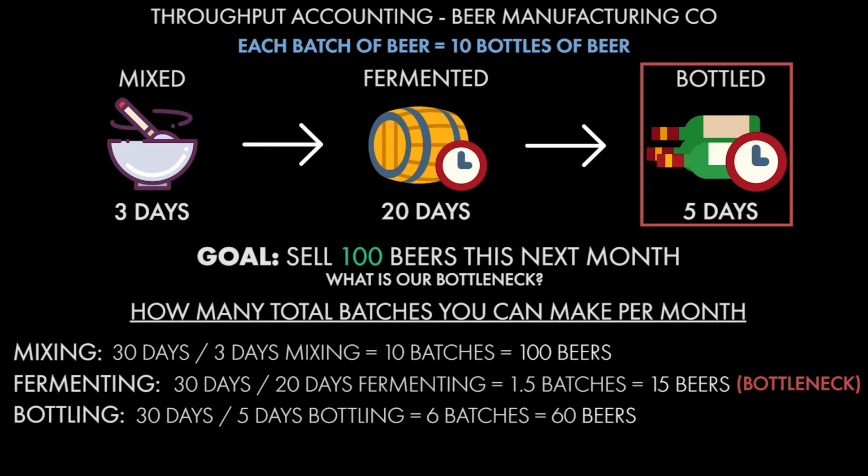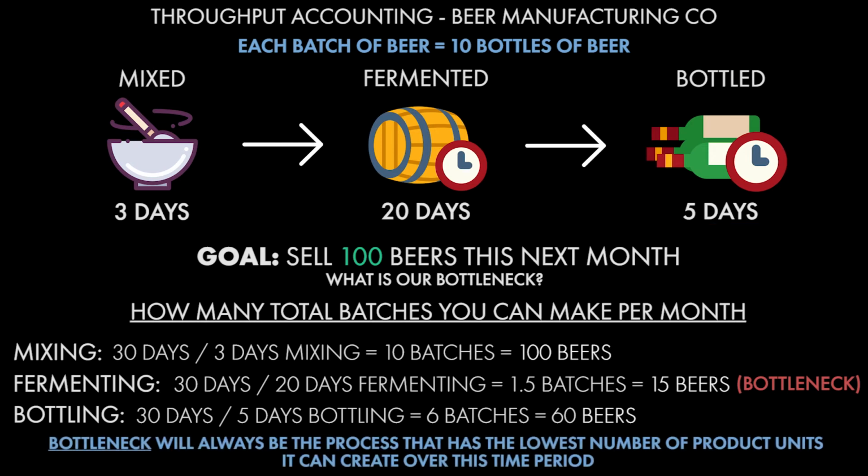60 compared to 15. So our bottleneck will always be the process that has the lowest number of product units it can create over this time period. So in this case, it's going to be fermenting. Fermenting allows us to only make 15 beers per month. While bottling doesn't let us hit our 100 beer goal, it is still significantly higher than 15 because it allows us to do 60 beers per month. Mixing is perfect. We can actually mix 100 beers over a month, which is exactly what we want to do. So mixing really isn't an issue whatsoever.